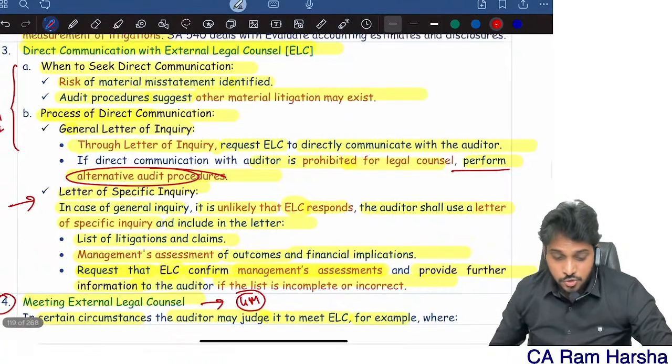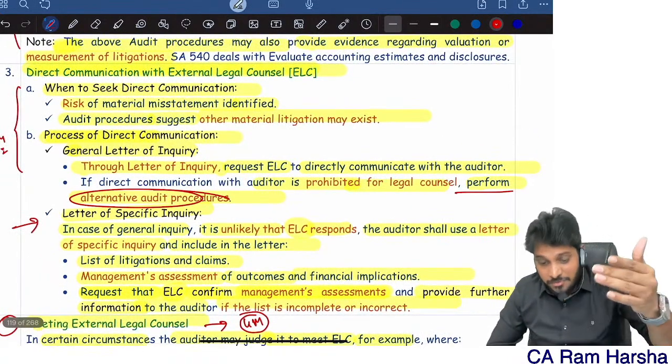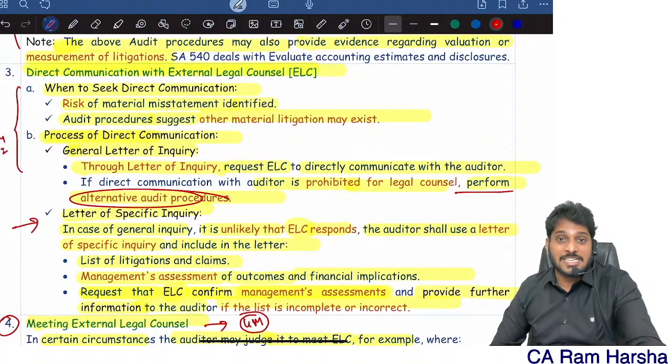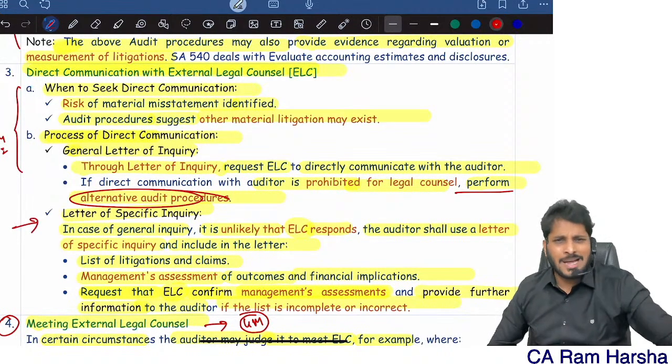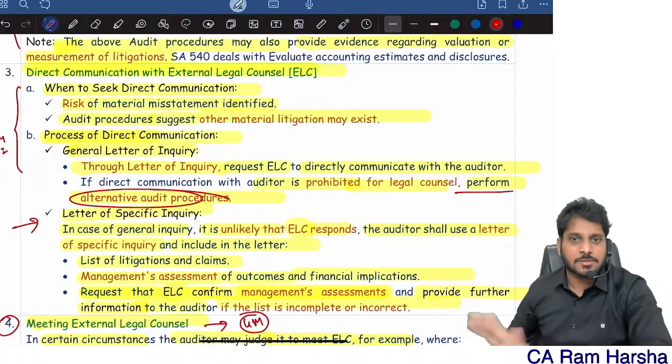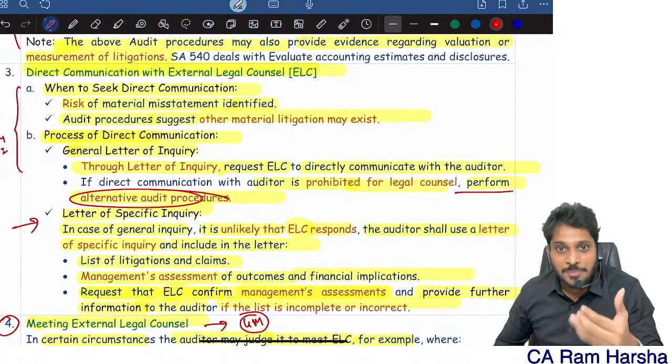Are you clear? I hope now you understand. I don't know how many of you know this extent, this depth that is there in the standard. SA 501, when they say nothing, very simple standard: inventory, litigations. This is the depth of the standard. I hope now you are able to understand.